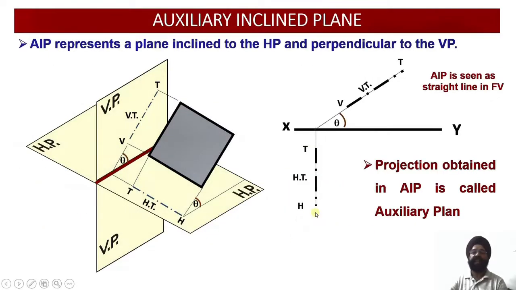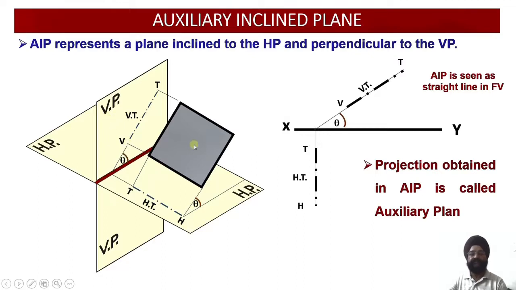So let us see how we represent an auxiliary inclined plane. As we have already discussed, AIP represents a plane which is inclined to HP and perpendicular to VP. This is the spatial representation of the auxiliary inclined plane, and as we said, this plane is inclined to the horizontal plane and perpendicular to the vertical plane.